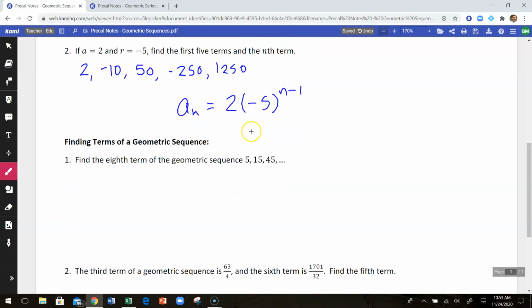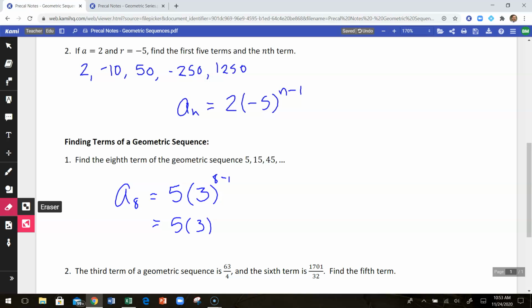Find the 8th term of a geometric sequence that starts 5, 15, 45. Again, I know that it's geometric, so I know that it's going to have a common ratio every time. I just have to figure out what that is. So the value of my 8th term is going to be the first term, which is 5, times the common ratio, which is 3, multiplying by 3 each time, to the 8 minus 1 power. So that's 5 times 3 to the 7th, which you can use a calculator to figure out, which is 10,935.